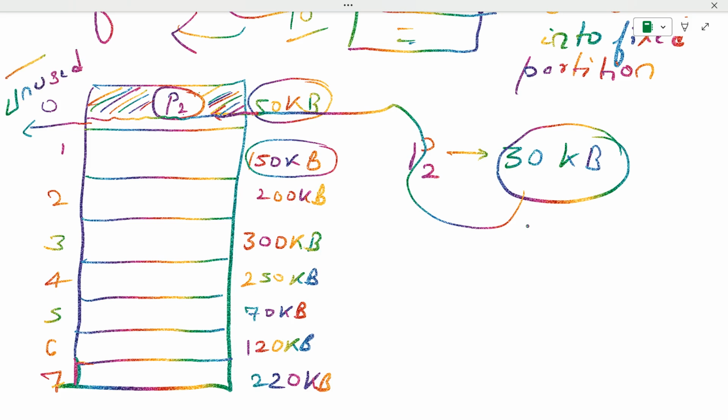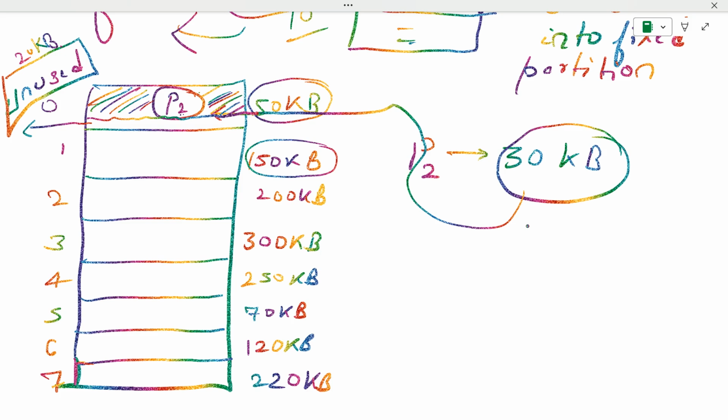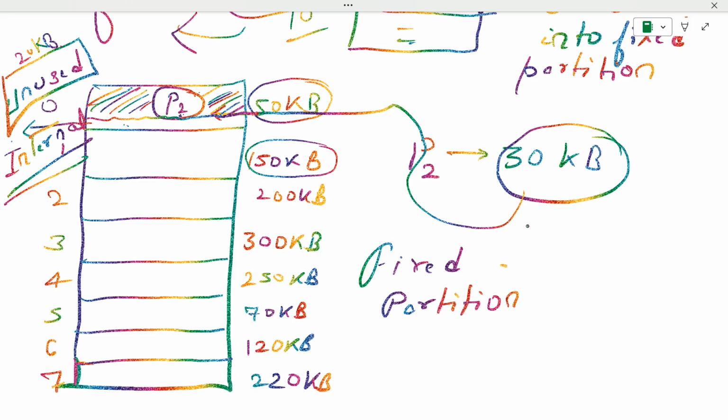Okay, so this space is going to remain unused. That 20 kb is going to remain unused if we assign 30 kb of this 50 kb partition to this P2. So this is the problem with the fixed partition: there will always be some internal fragmentation persisting in the case of fixed partition. So the fixed partition scheme comes with one problem, internal fragmentation.